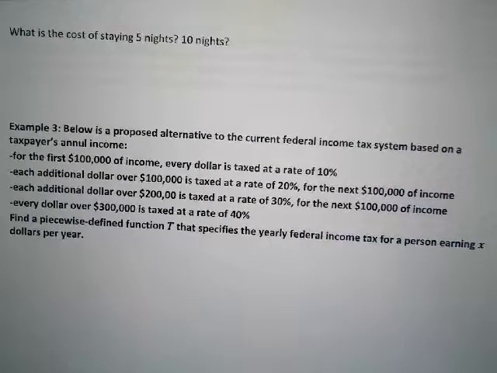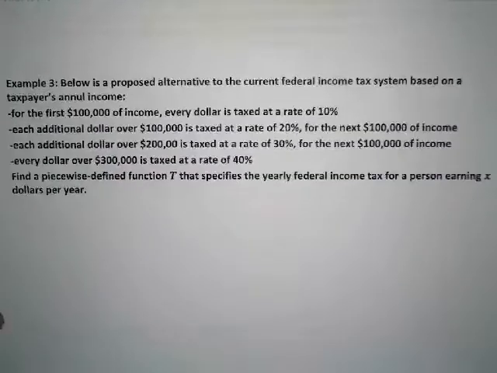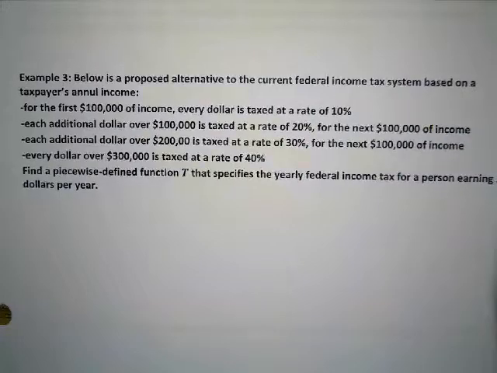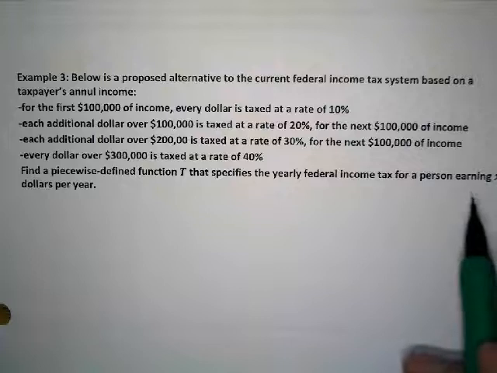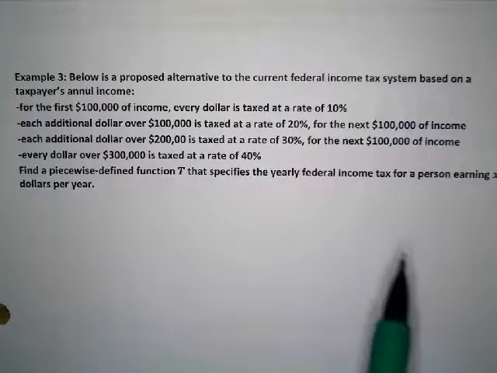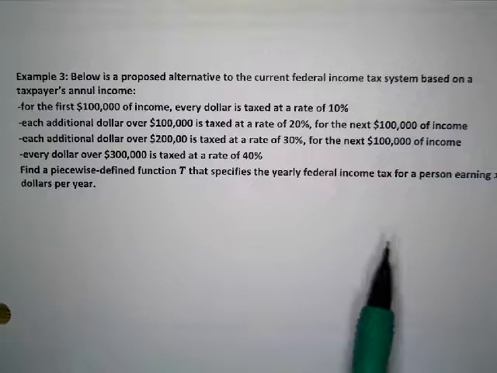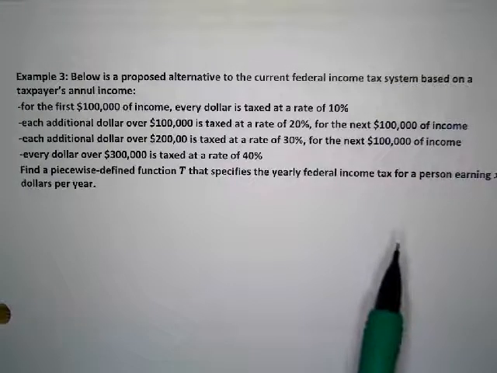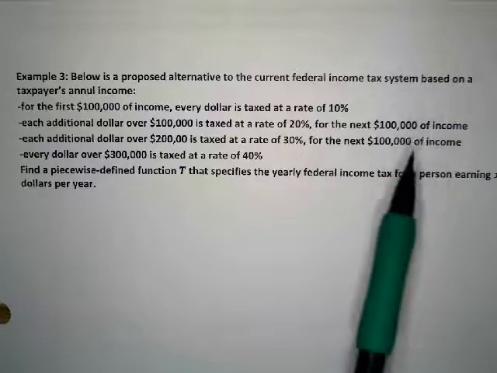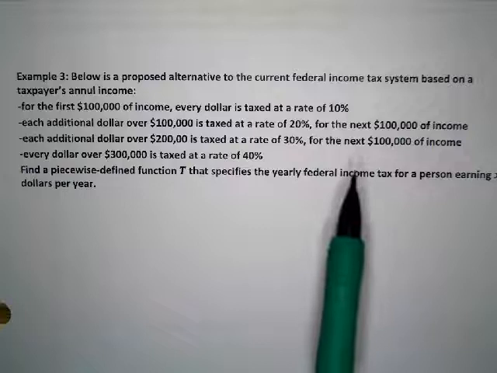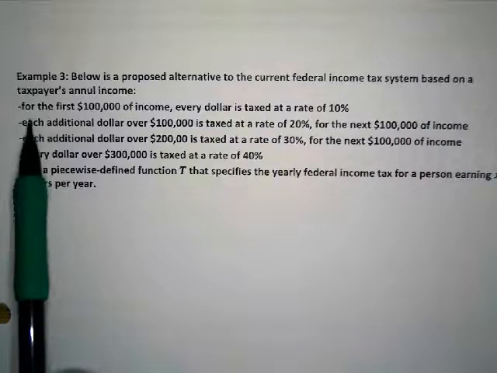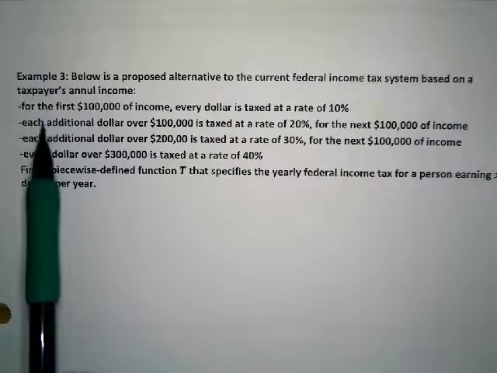All right. It says below is a proposed alternative to the current federal income tax system. So this is not how taxes work. Do you hear me? This is not how taxes work, because students get confused by this. They're like, this doesn't make sense. And I'm like, I know, it's not how your taxes work. This is what they're saying could be how your taxes work if we did it differently. Does that make sense? Okay, so this is not how taxes work. They're saying this is how things should be if we lived in a different society.